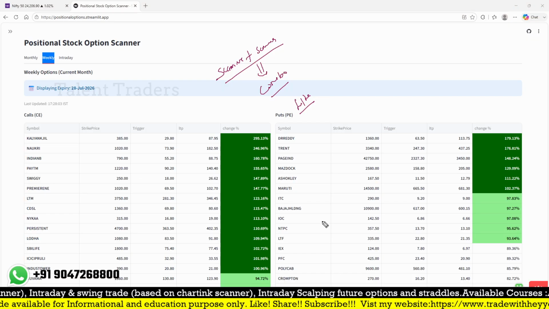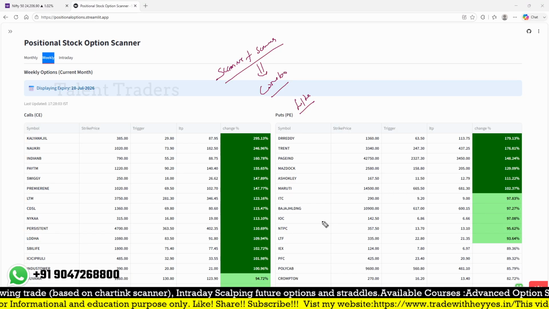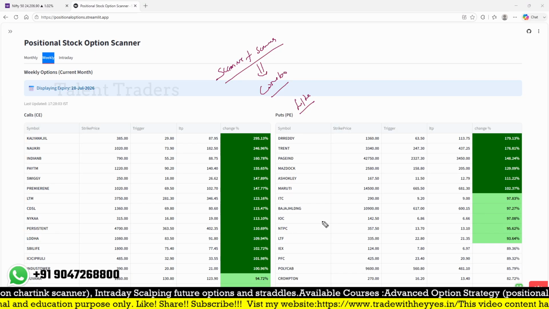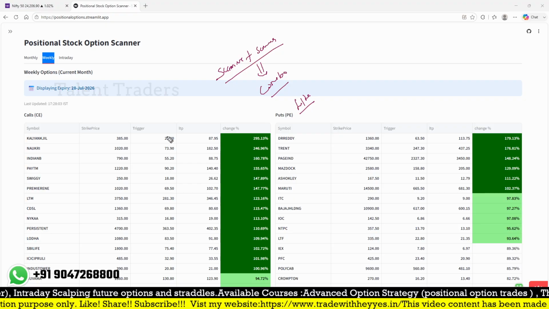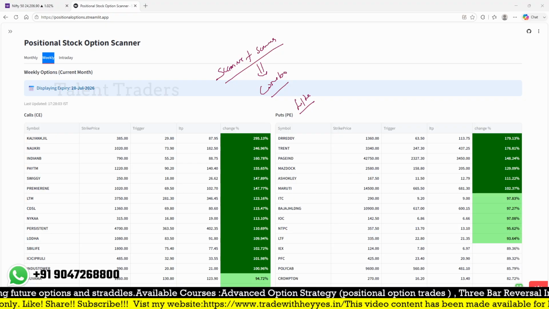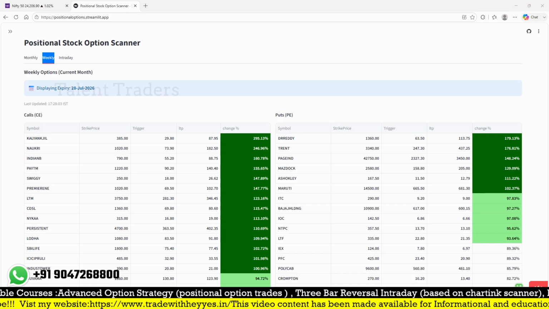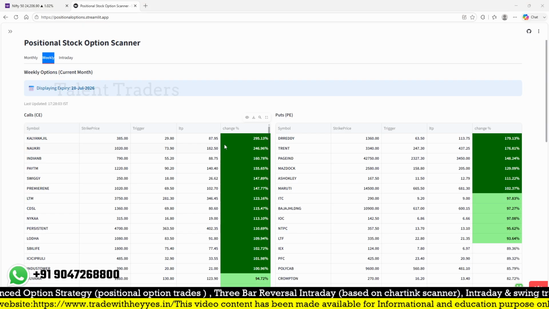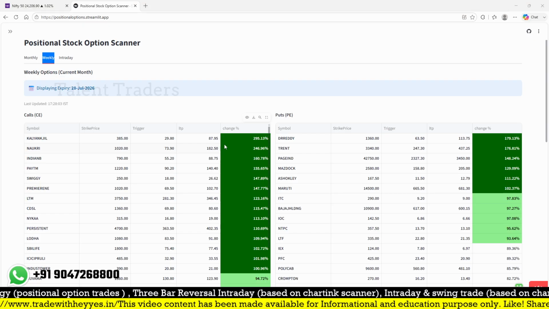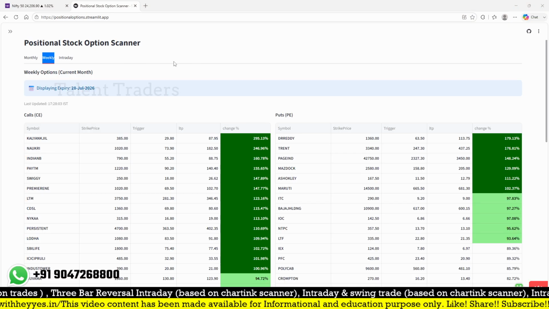But the strategy, once you learn, the course is not required, because the purpose of this course is understanding the logic. So once you understand, then the scanner will help you to find some trade opportunities on a positional basis.